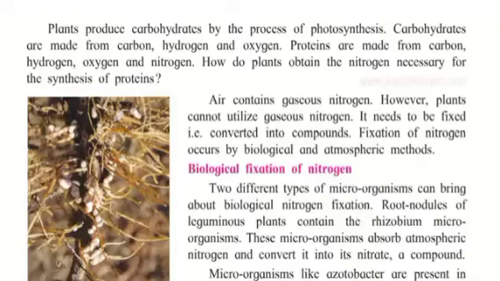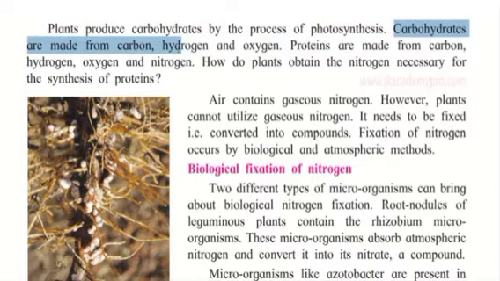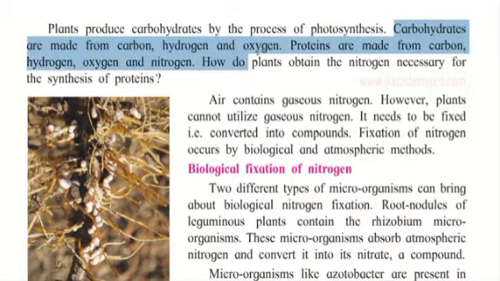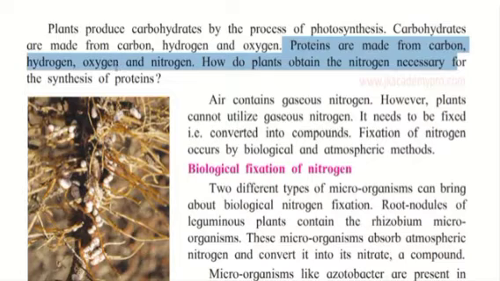Let's learn more about the process of photosynthesis. Now, plants produce carbohydrates by the process of photosynthesis. Carbohydrates are made from carbon, hydrogen, and oxygen. Proteins are made from carbon, hydrogen, oxygen, and nitrogen. So, how do plants obtain the nitrogen necessary for the synthesis of proteins? Synthesis of proteins means how the proteins are formed.